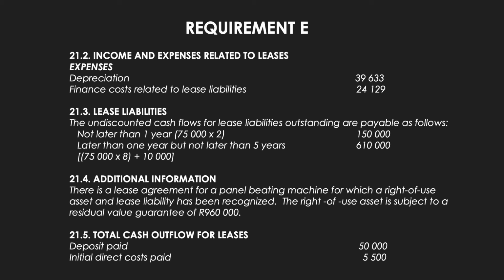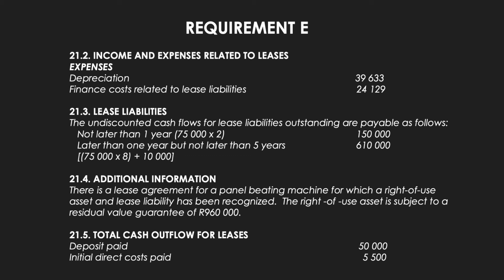The next time band is later than 1 year, but not later than 5 years. Now, if we are making 2 lease payments in the next 12 months, and we know that 10 lease payments need to be made in total, that means that we are left with 8 lease payments that need to be taken into account within this time band. So that's why we have the 75,000 Rand times 8 payments. But we know that at the end of the lease term, we are going to have to pay cash in terms of the residual value guarantee of 10,000 Rand. That also needs to be taken into account, and that then gives us the amount of 610,000 Rand.